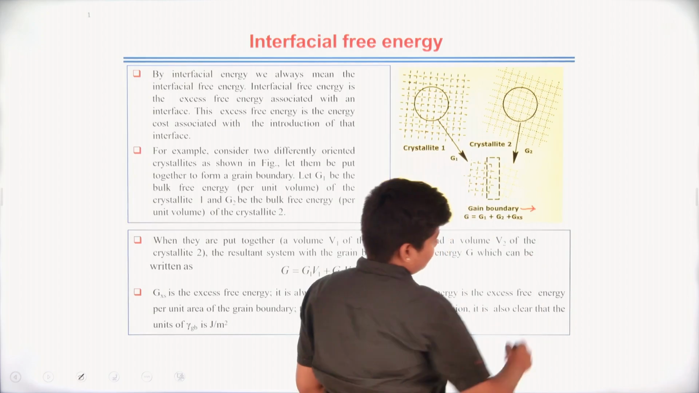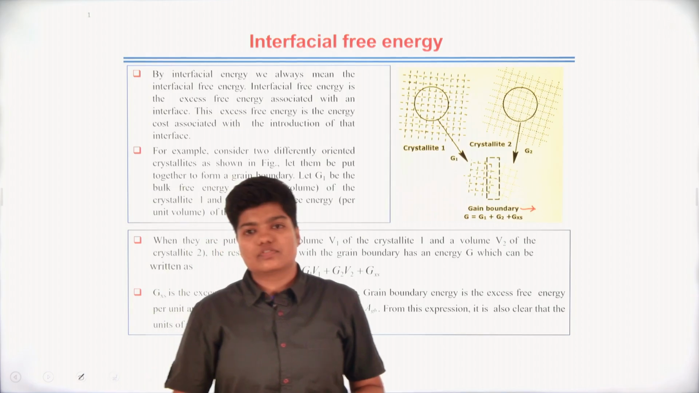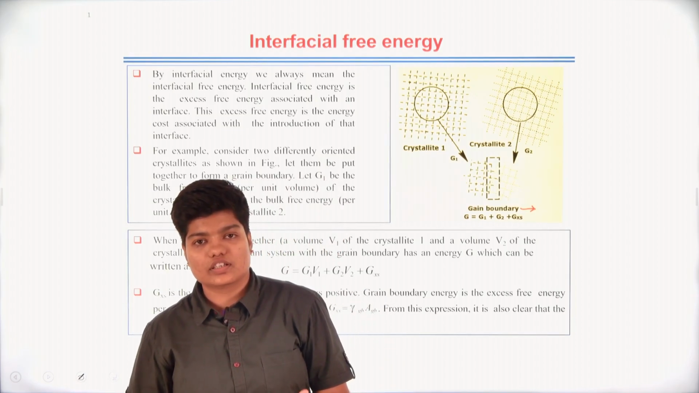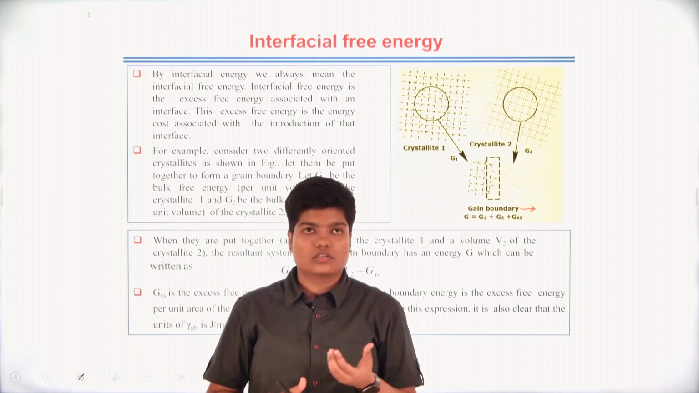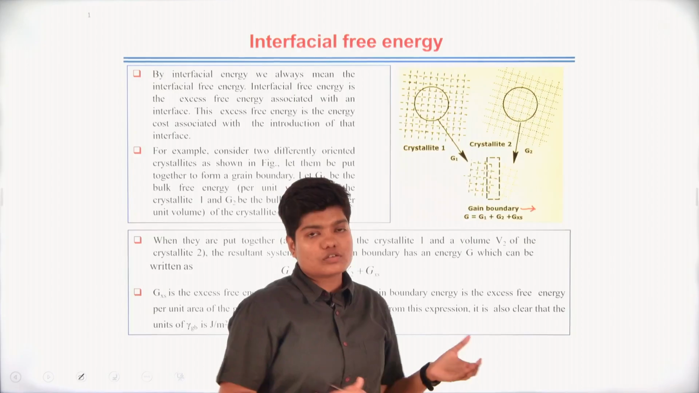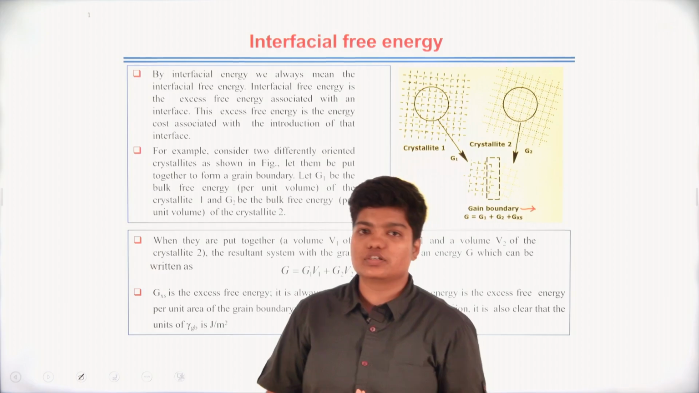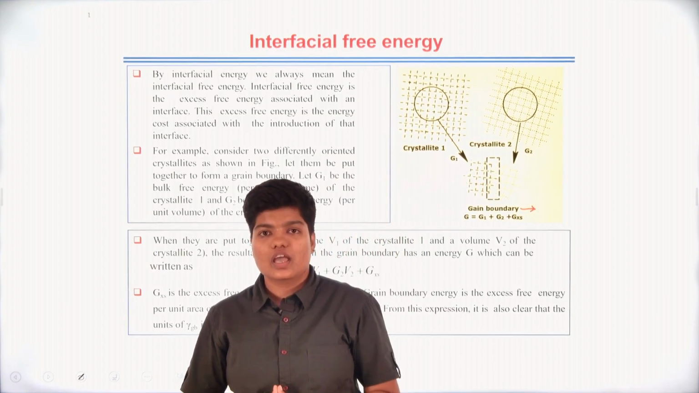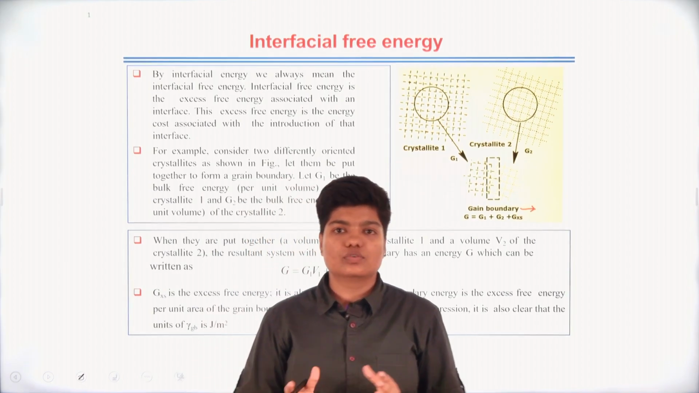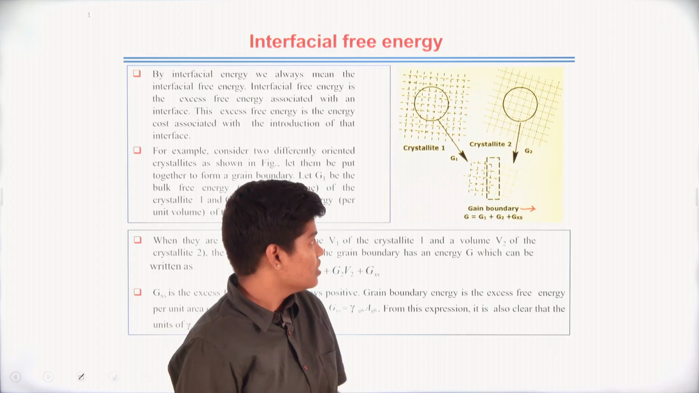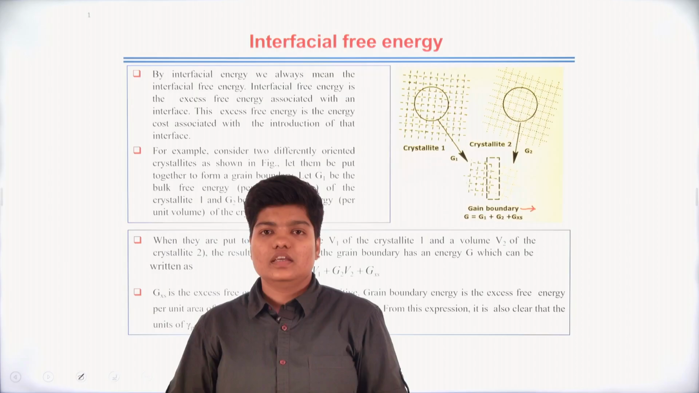In the last classes we discussed that there are two types of interfaces. One is the grain boundary, that is the alpha alpha interface. A grain boundary arises when two crystallites of the same composition meet. And if there are two crystallites of different composition, then the interface is known as an interphase interface, or alpha beta interface.